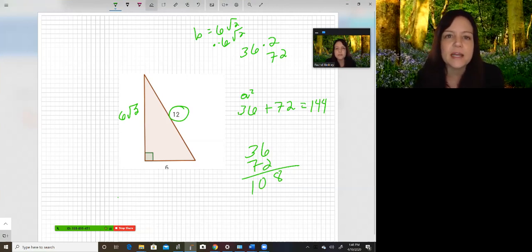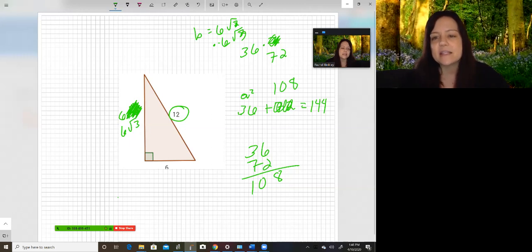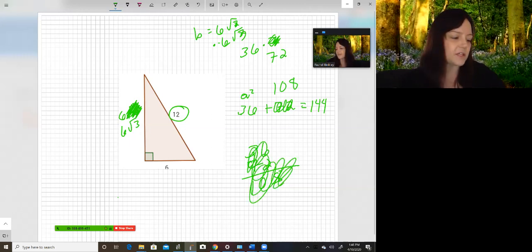How many of you have been screaming at the screen that I did something wrong? And you figured it out before I did. The rule for 30, 60, 90 is not 6 root 2. That is the rule for the 45, 45, 90. It's 6 root 3, which means we're looking at 36 times 3 instead of 2. I'm using my calculator, which is 108. So I have 36 plus 108 is equal to 144. And that should be correct. Yes, that is correct.